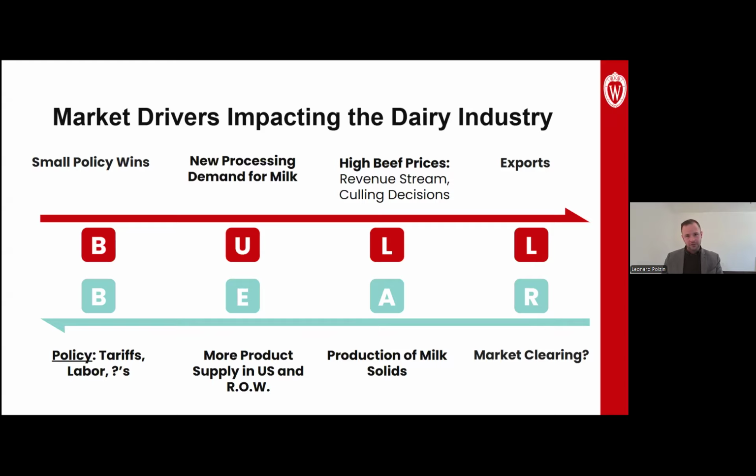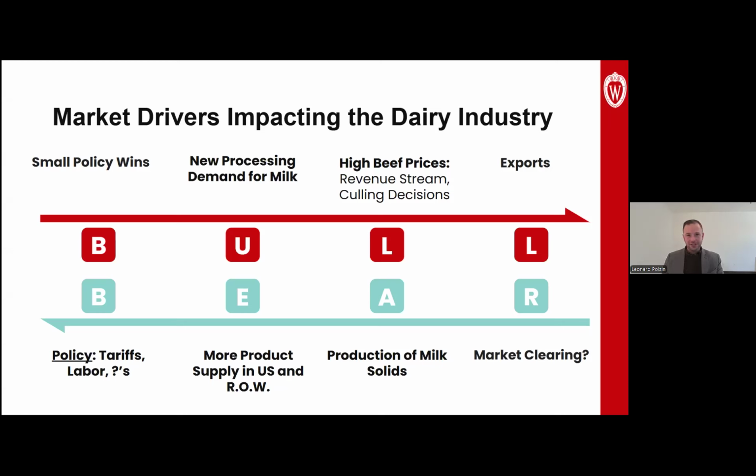The other thing is that beef prices have been good, and we have seen on the farm level some increase or ability to pay bills with that. So it's a revenue source, right? And that's been strong, so we'll call that a win. And we've been exporting a lot of product. Finally, in that last category, we've been moving a lot of product.